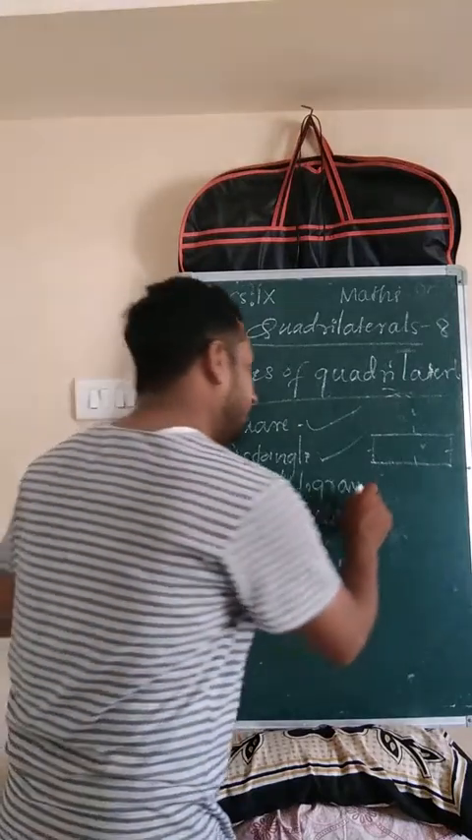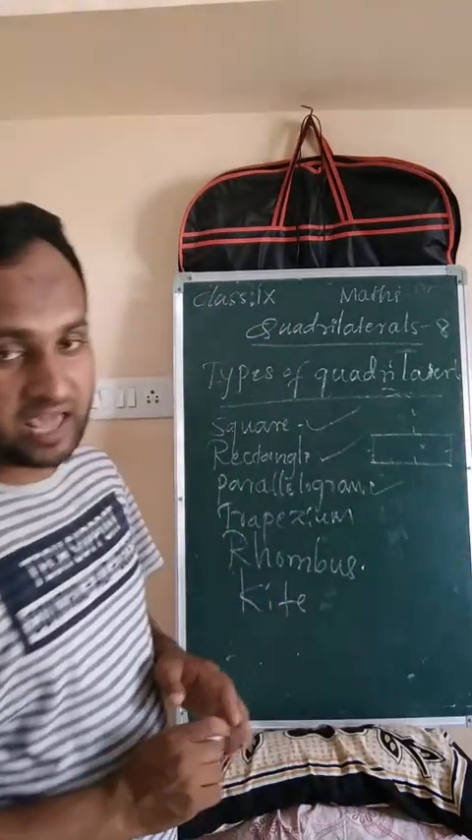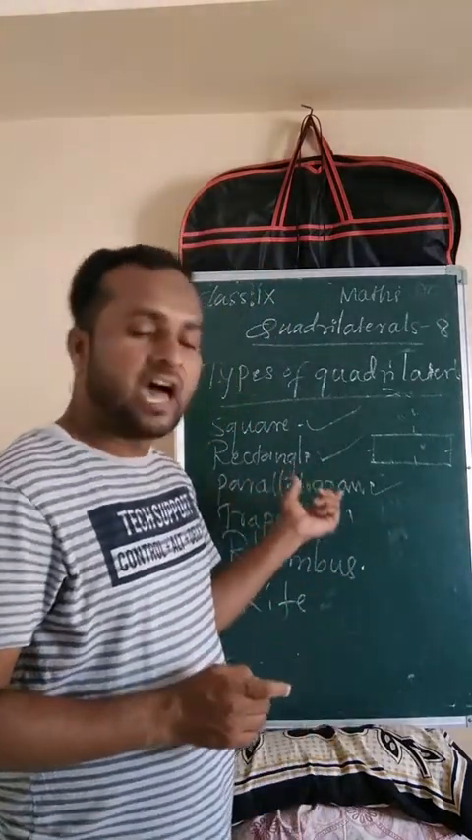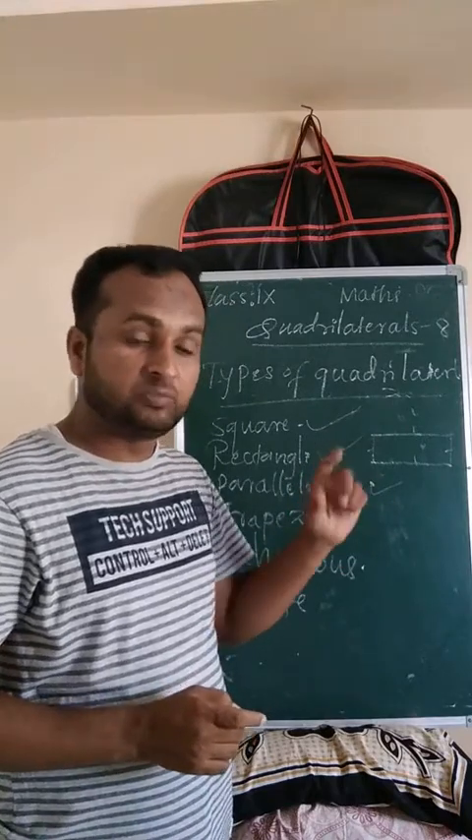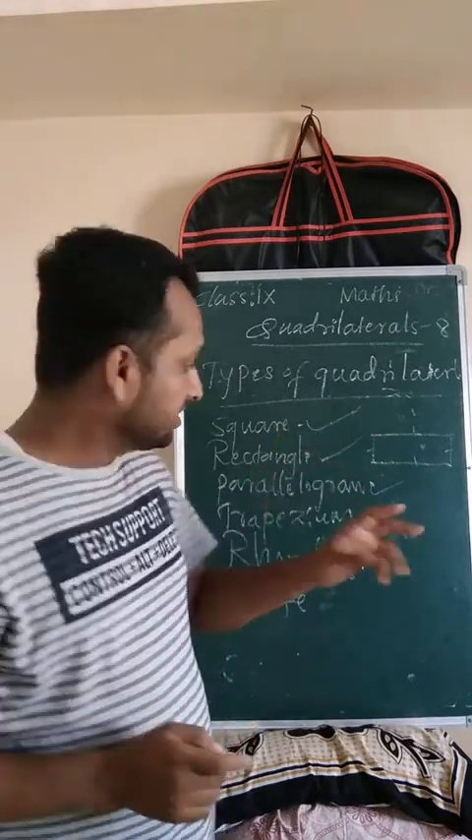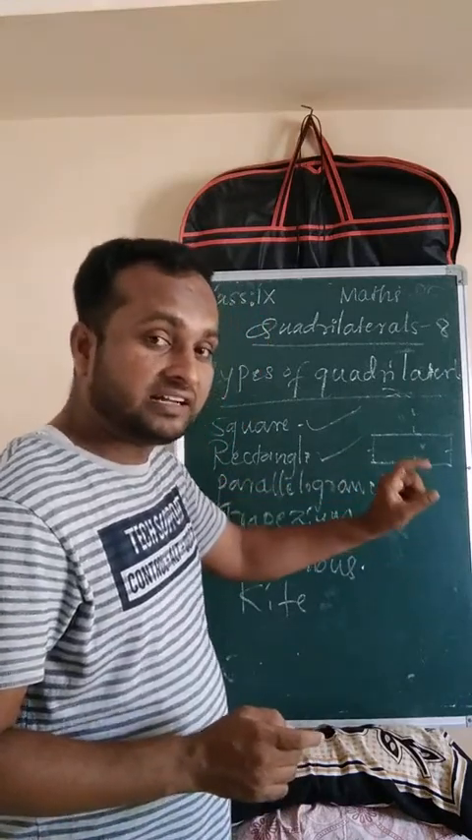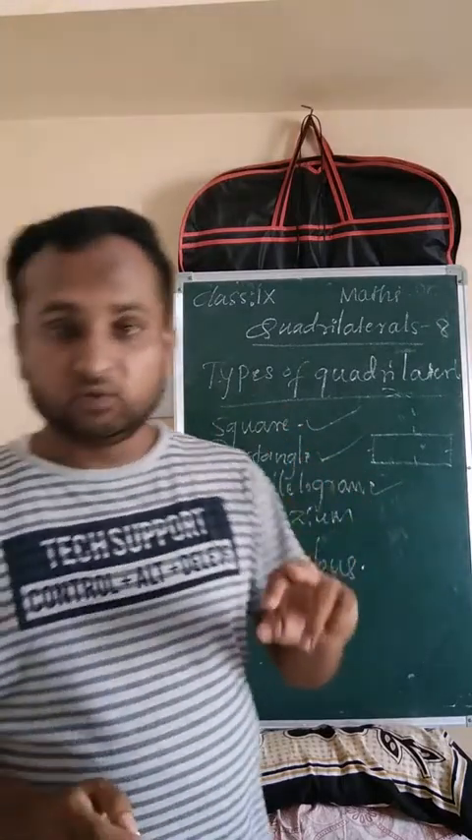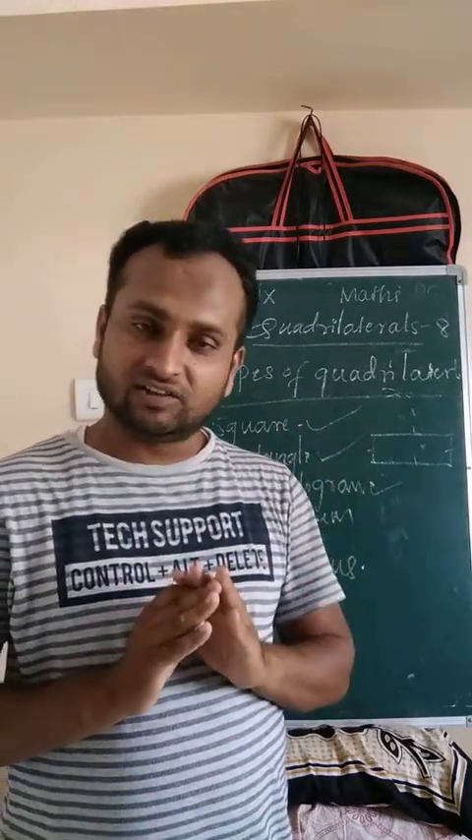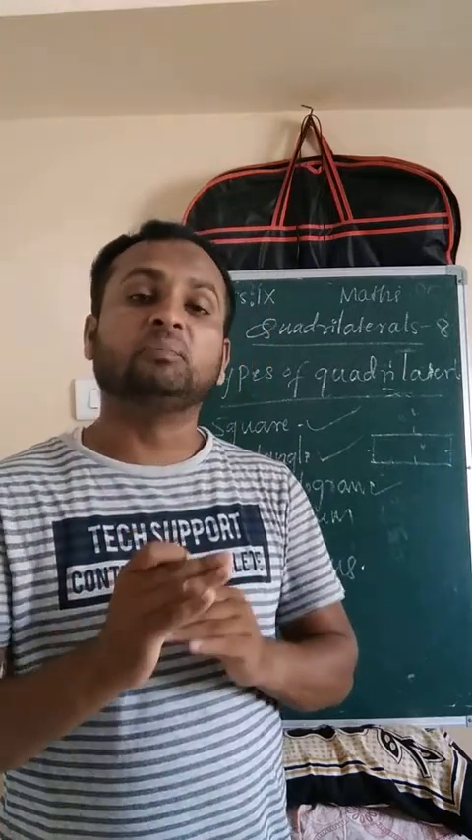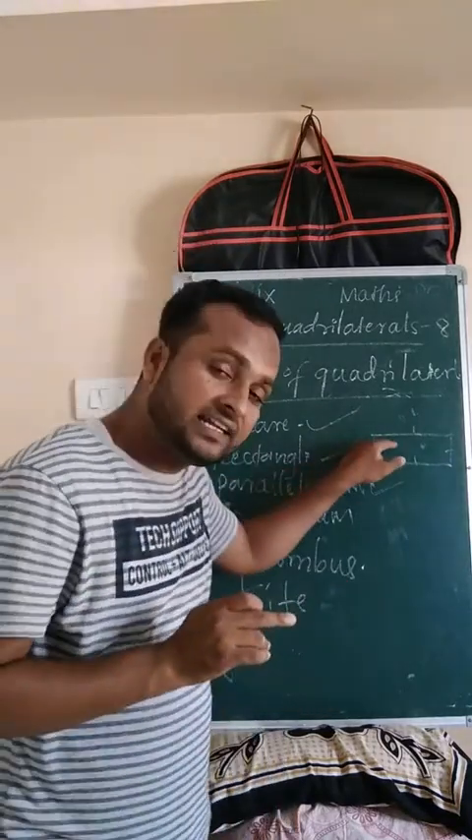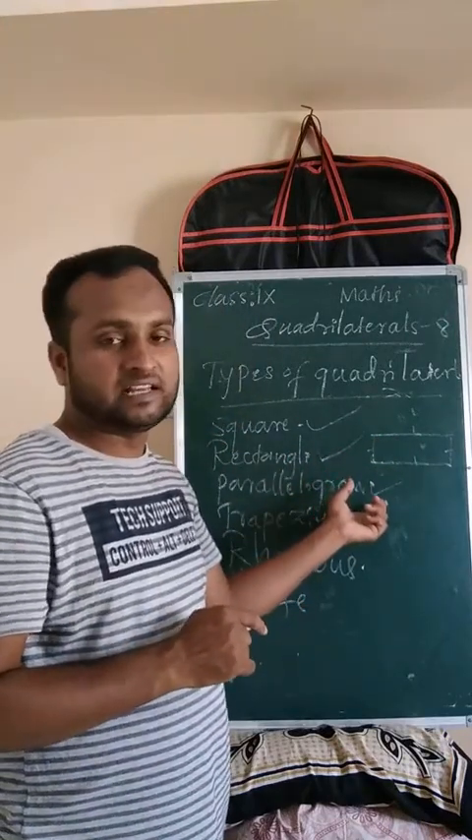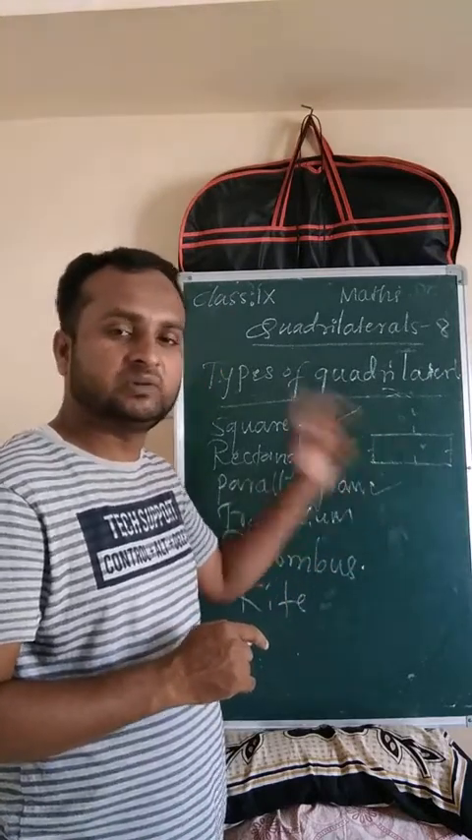Now come to the next very important quadrilateral, that is the parallelogram. See the definition of parallelogram here. A parallelogram is a quadrilateral having opposite sides equal and parallel. That is the same as a rectangle, but one condition is different here. In the parallelogram, opposite sides are equal and parallel, but each angle is not a right angle. Only opposite angles are equal. Each angle is 90 degrees in the rectangle, but in the parallelogram only opposite angles are equal, and opposite sides are equal and parallel.